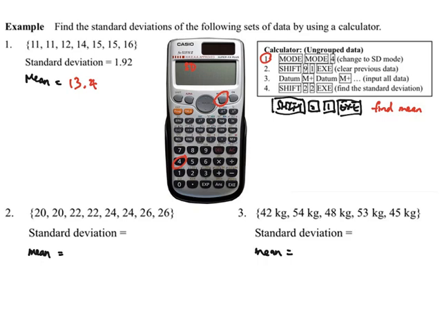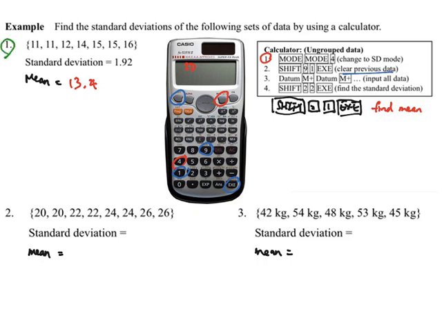After you see the SD mode, then you need to clear the data. How to clear data? You press Shift 9 1 and then EXE. Then you can clear the data. Every time you do a question, before you calculate, you need to clear the data. Otherwise, it will accumulate and then affect your data. After clearing data, then we can continue.